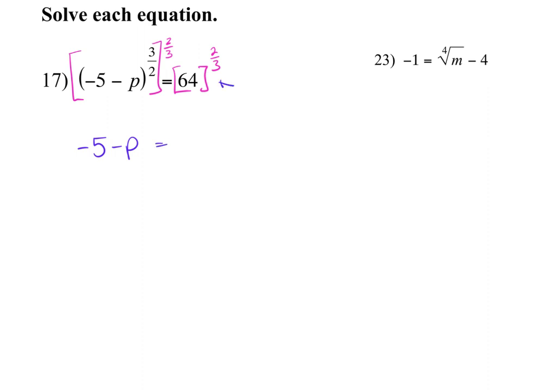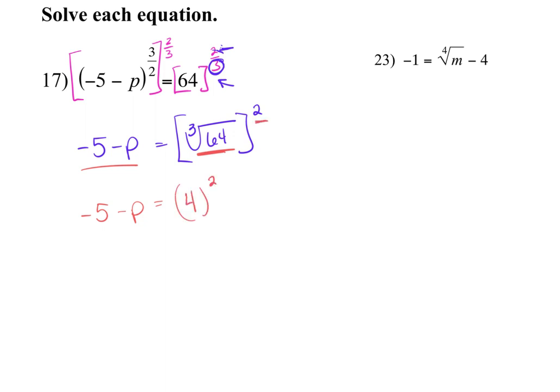Over here, rewrite it as a radical. It will make more sense, okay? So I want 64. My index is the denominator, cubed root of 64. My exponent is the numerator, squared. Okay? So I'm not going to do anything to the left-hand side right now. On the right-hand side, the cubed root of 64 is just 4. So I have 4 squared. 4 squared, hopefully we all know, is just 16.